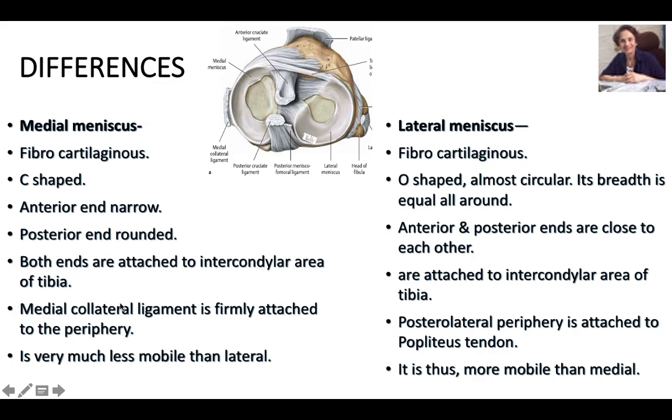The medial collateral ligament or the tibial ligament is firmly attached to the periphery of the medial meniscus, and that is why it makes it fixed and less mobile, while the lateral one is attached to the popliteus tendon and to the femoral condyle by the meniscofemoral ligament, so it becomes more mobile.